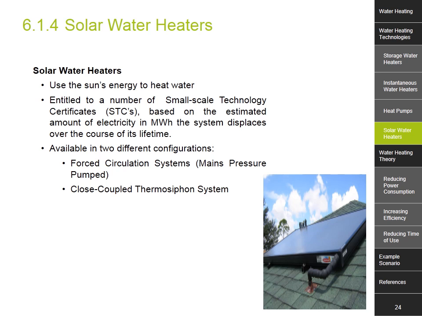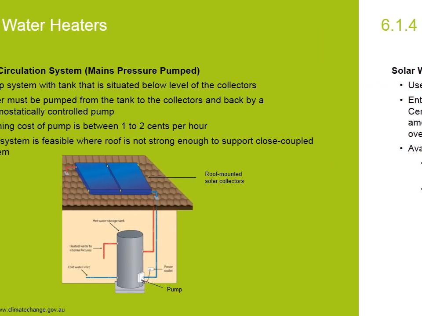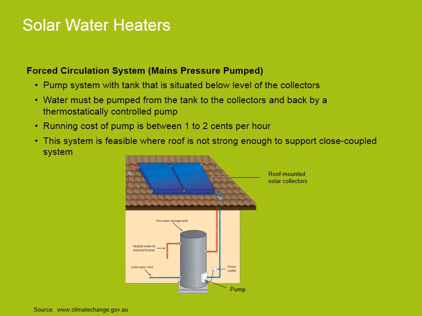Solar water heaters are available in two different system configurations: forced circulation systems, also known as mains pressure pumped systems, and closed-coupled thermosiphon systems. The configuration of a forced circulation system uses a pump system with a tank situated below the level of the collectors. Water must therefore be pumped from the tank to the collectors and back by a thermostatically controlled pump. Pumps are not expensive to run, costing between 1 and 2 cents per hour. This system is feasible where the roof is not strong enough to support a closed-coupled system.